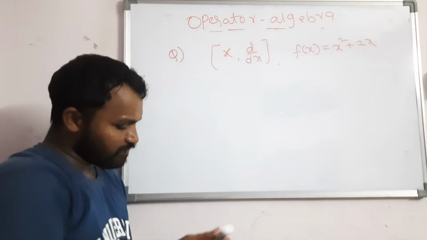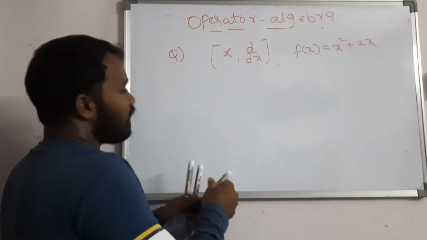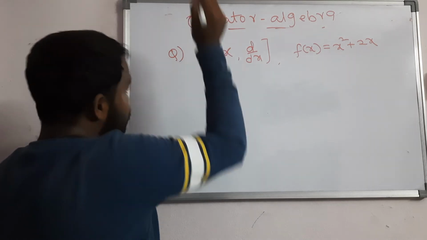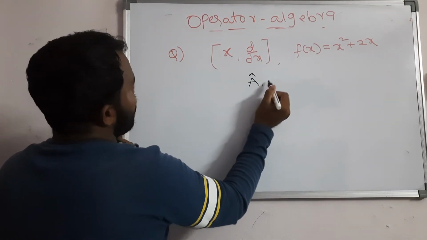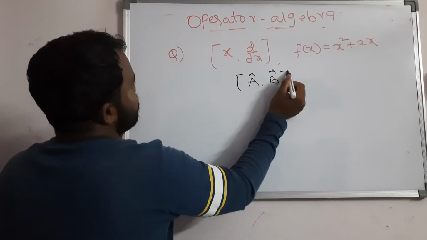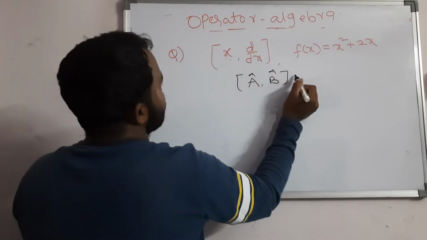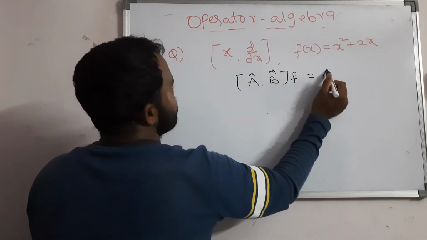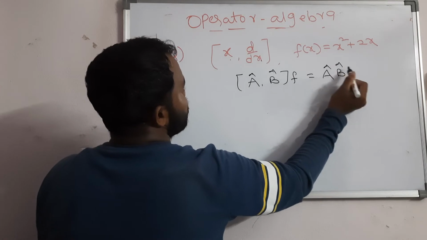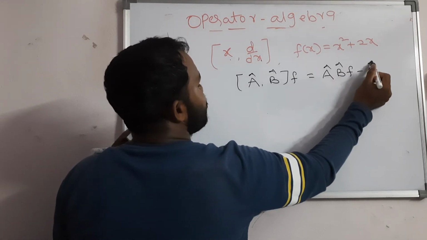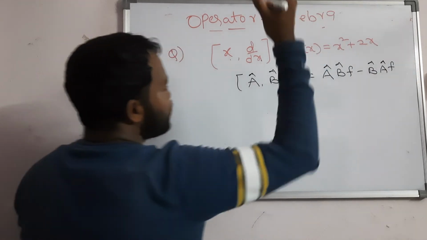So first we will see how to approach. First, the formula I am writing. What is the formula? [A, B] acting on f, where f is a function, is nothing but A B f minus B A f that I am going to take, right?